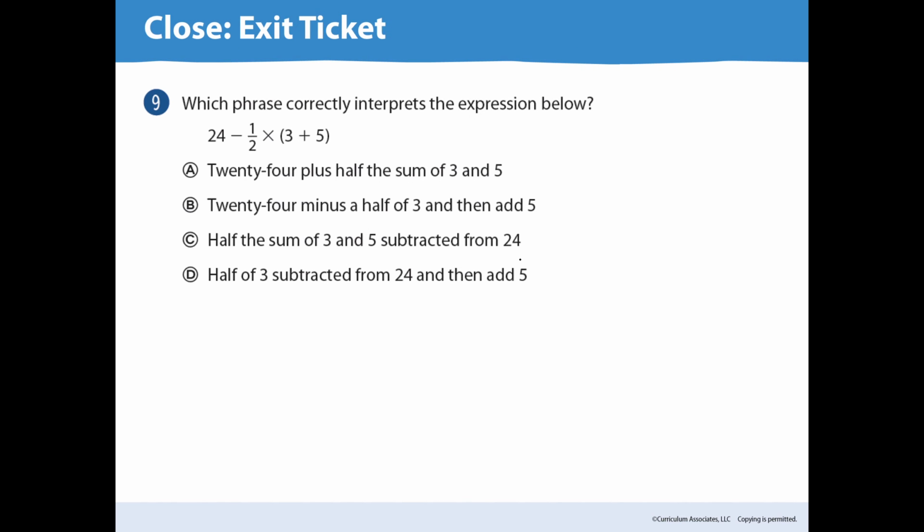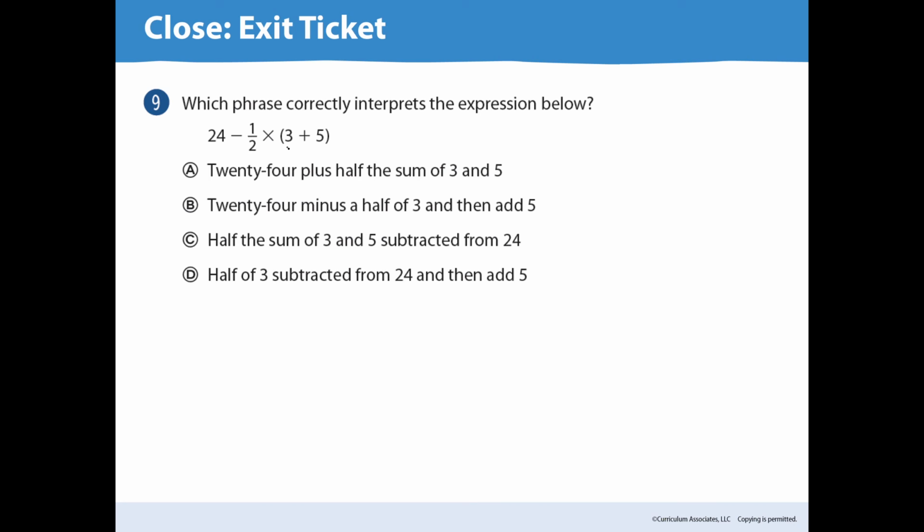Number 9. Which phrase correctly interprets the expression below? 24 minus 1/2 times 3 plus 5. So here's our options. A, 24 plus half the sum of 3 and 5. B, 24 minus a half of 3 and then add 5. C, half the sum of 3 and 5 subtracted from 24. Or D, half of 3 subtracted from 24 and then add 5. So it's important. We're going to see what we do first in this problem.